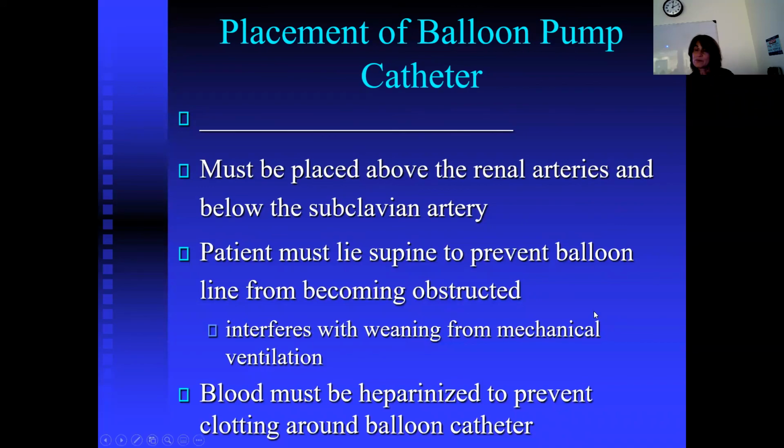Another problem, respiratory related, is the patient has to be flat. Like they can't sit because it kinks the catheter. So they have to keep their body straight. You can do a reverse Trendelenburg where you can have their head up, but their body still has to stay straight. Sometimes it's hard to wean and extubate a patient if they have to stay flat. So that's difficult.